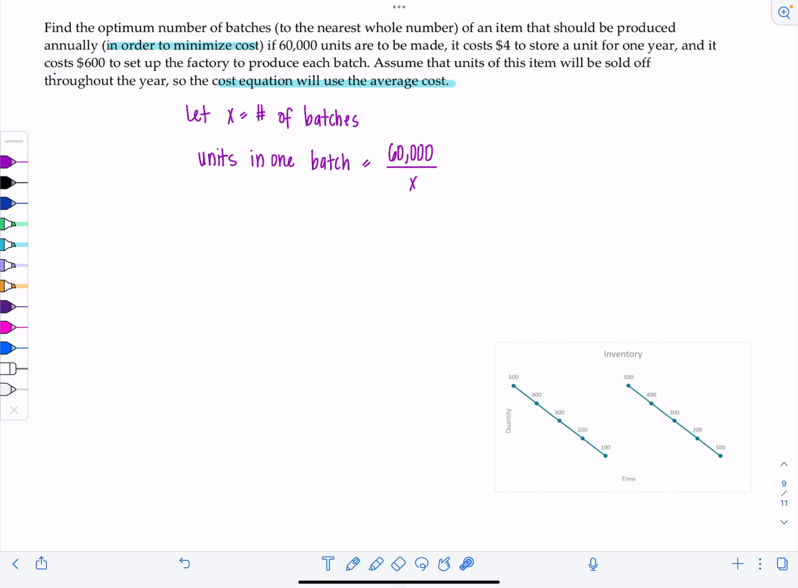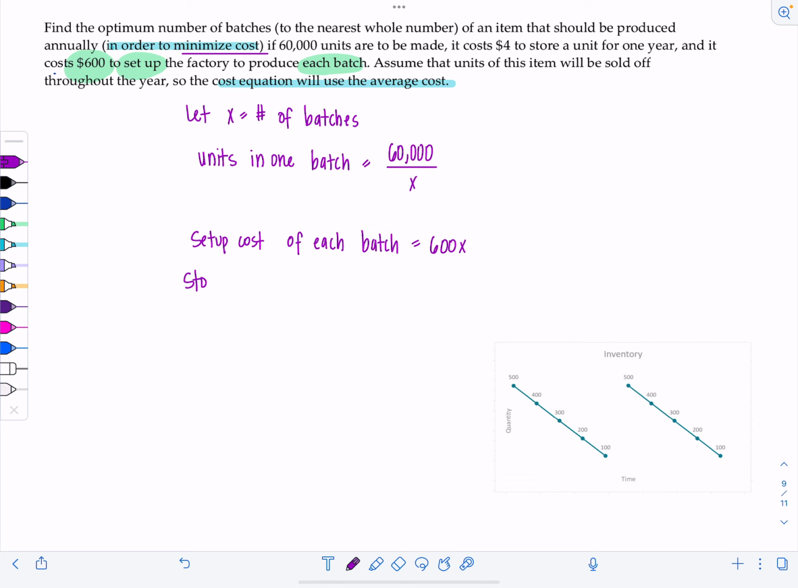All right, now what did they tell us? We want to minimize cost. At least they told us that very explicitly. So let's figure out what costs go into all of this. There's a setup cost of each batch. How much is that? Did you catch it? $600 to set up each batch. So if we have X batches, that's going to be 600X.